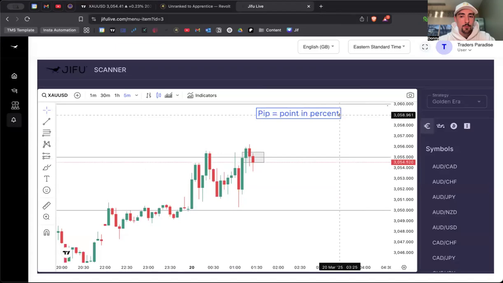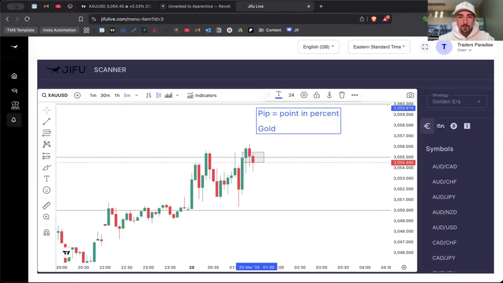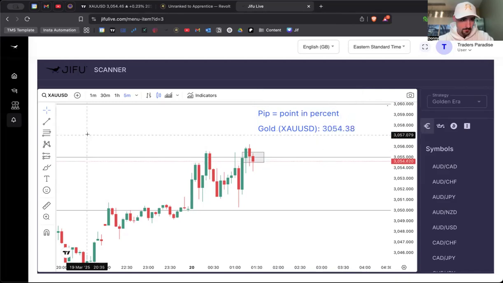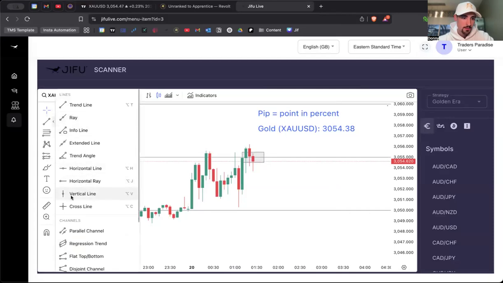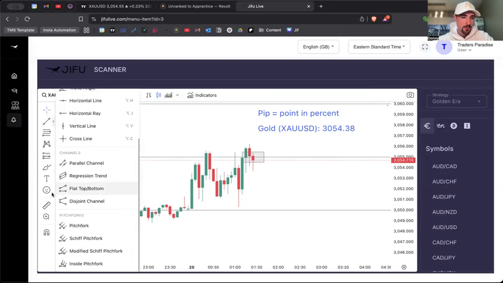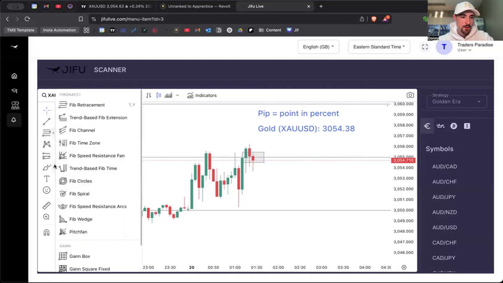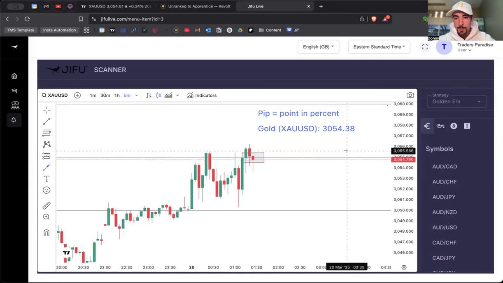This is different depending on what it is that you're looking at. With currency pairs, it's different. But for gold, which is XAU USD, this is what a pip is. So right now we're at 3054.38. Let me see if I can find the arrow tool here, right here. This is your pip.